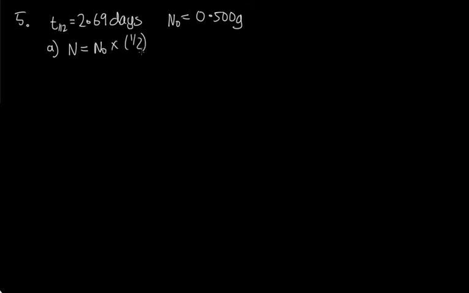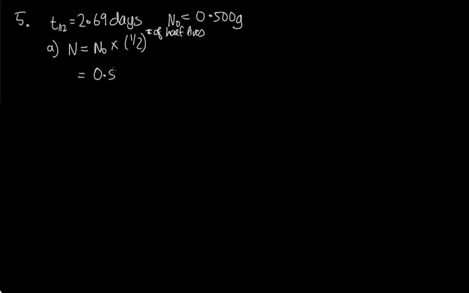Problem 5. So we're told that gold 198 has a half-life of 2.69 days, and it's used in cancer therapy, and we have an initial mass, so the initial amount present is 0.500 grams. Then in part A, we're asked how much remains after 4 half-lives. So the amount remaining is equal to the initial amount times a half to the power of the number of half-lives.